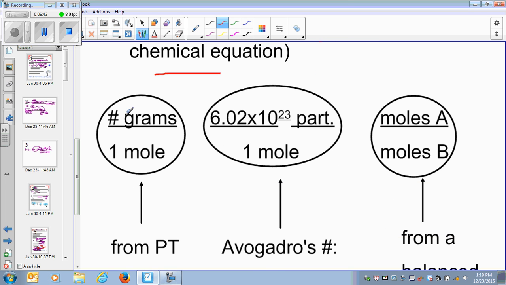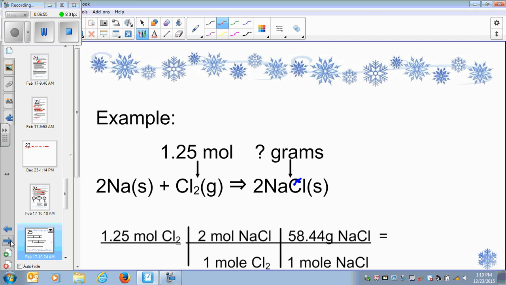We will be using grams. So 1 mole is equal to this many grams, which comes from the periodic table. 1 mole equals Avogadro's number. 1 mole is equal to the molar ratio from the equation. So let's try an example.